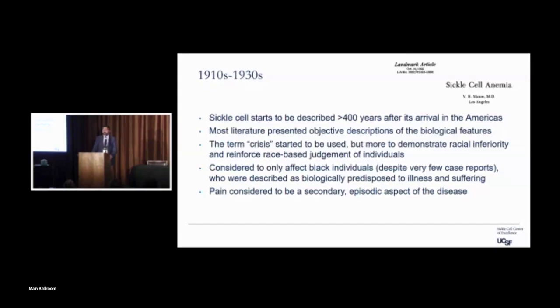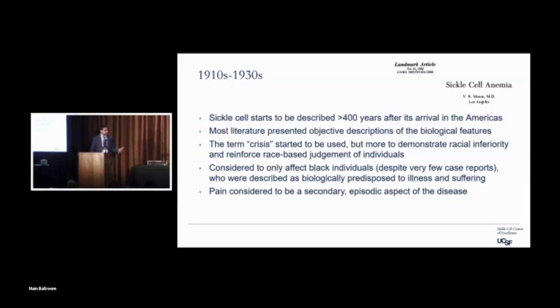It was really initially thought only to affect Black individuals, and this is a paper in 1922 by Dr. Mason. He reviewed 4 case reports and said, this must only happen in Black people, despite it really only being 4 case reports. And the thought was that Black people were biologically predisposed to illness and suffering, and so it really didn't make sense to people that anybody else could have this condition. In fact, when people with lighter skin presented with the same symptoms, there was a lot of consideration that maybe this person was secretly Black or they had Black ancestry, and there was a lot of judgment associated with that.